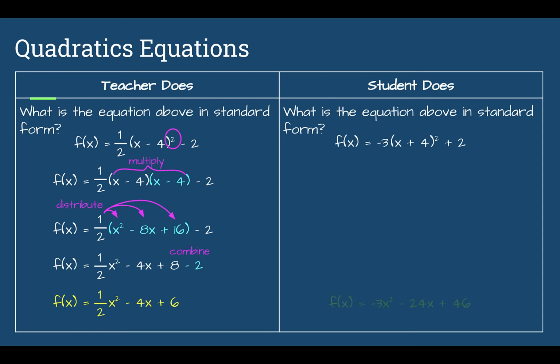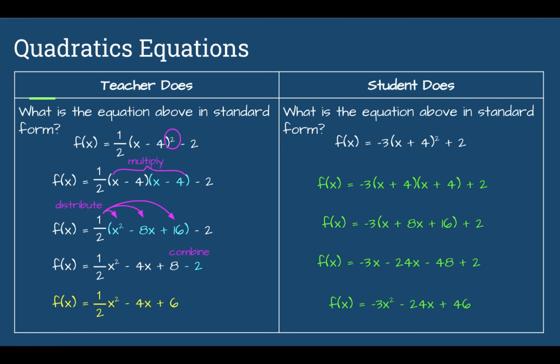Let's check. You should have got f of x equals negative 3x squared minus 24x plus 46. To get that, again, we expand it out, then multiply, distribute, and finally we get our standard form answer. As with the last chapter, if you want to double check to make sure you have the correct thing, you can always use Desmos to see if you get the same parabola both times.